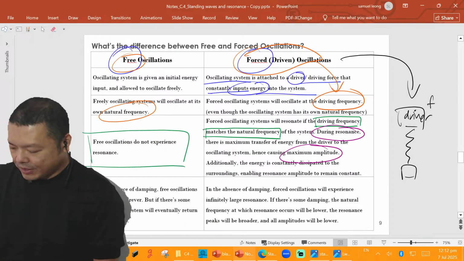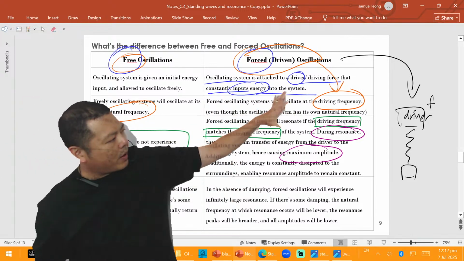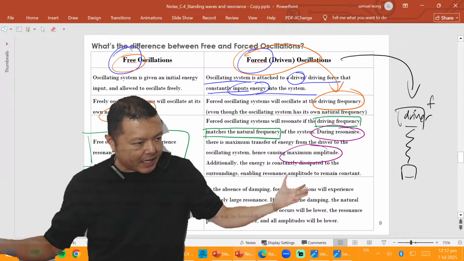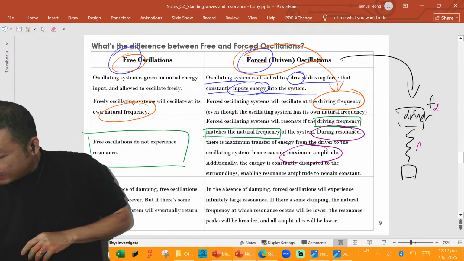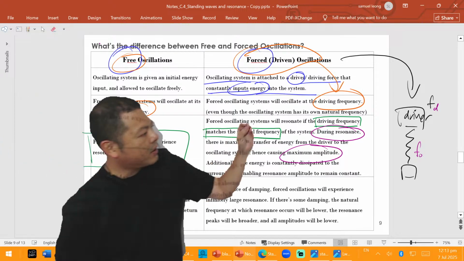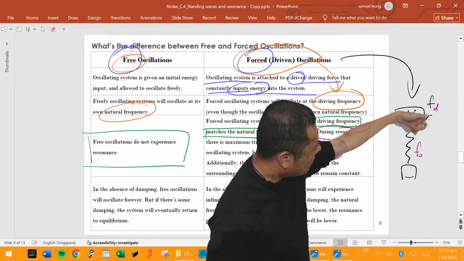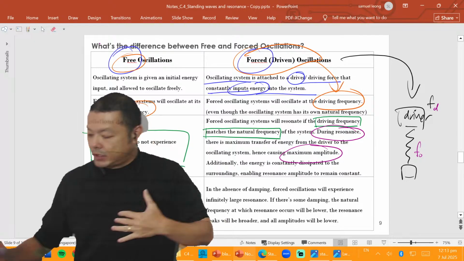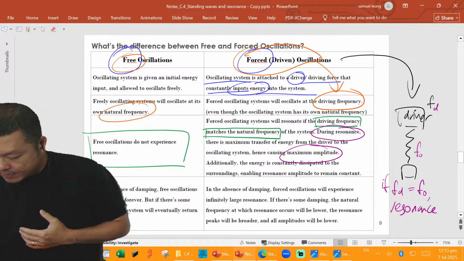Okay, there you go. We'll talk about the energy thing later, but that's what I was trying to demo to you guys, that the frequency must match. So you have the driving frequency, which I'll call FD, and I'll call this F naught. Usually the driving frequency is just put as F, but I put FD for example. F naught is the natural frequency of the system. Okay, and they must match. So if FD equals F naught, then you get resonance.